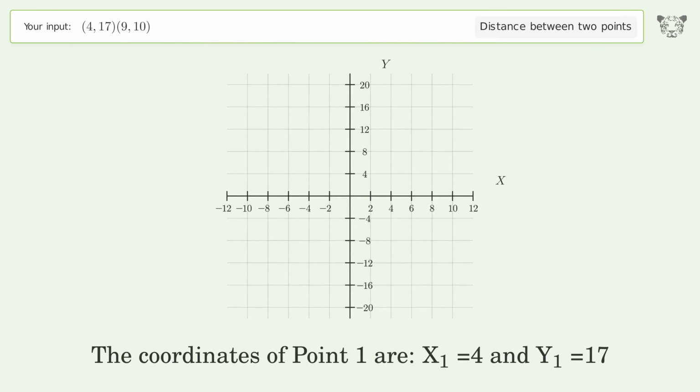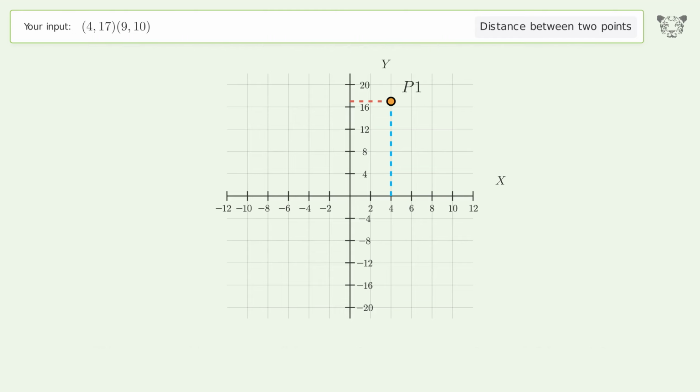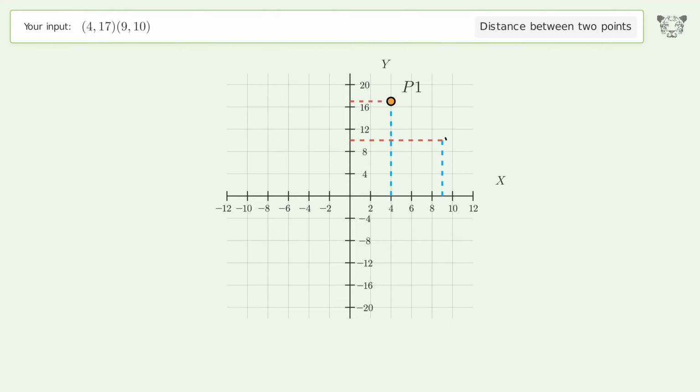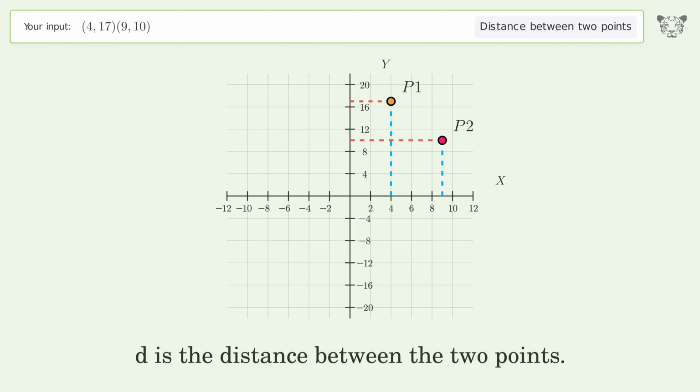The coordinates of point 1 are, x1 equals 4 and y1 equals 17. The coordinates of point 2 are, x2 equals 9 and y2 equals 10. D is the distance between the 2 points.